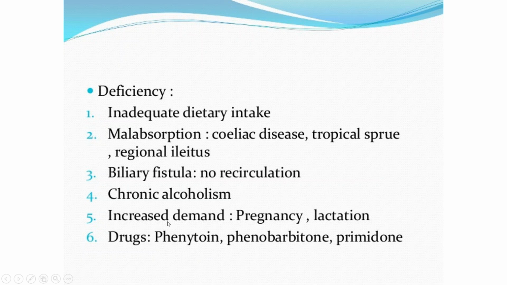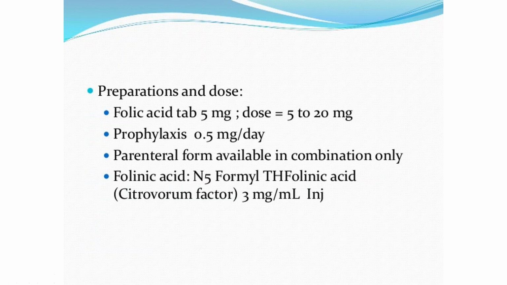Then they ask what is the side effect. One of the side effects is anemia, also with phenobarbital and primidone. For preparations, folic acid tablets are available at 5 milligram. The dose is generally 5 to 20 milligram, and for prophylaxis it is given 0.5 milligram per day. It is also in combinations. Injections are also available for folic acid.